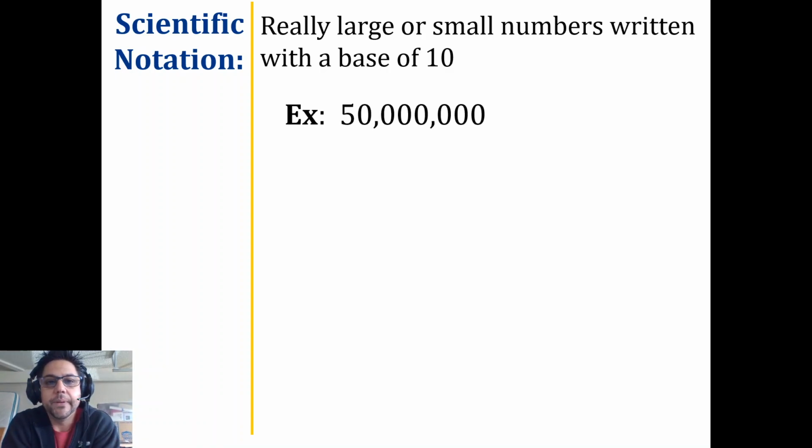So quick example, you've got 50 million. Sometimes when we're talking about, let's say, space stuff, distance between planets and so on, those numbers are so large that it'd take a little bit longer to write them out compared to when we use scientific notation. Or, for example, when the numbers are so small, they might be easier to write with scientific notation.